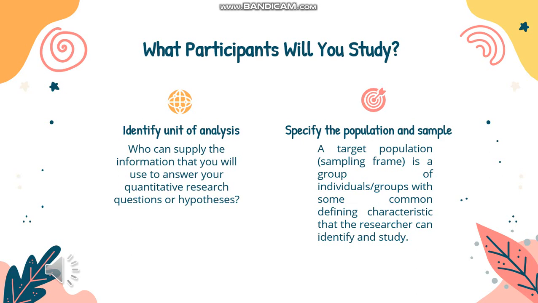The first is identifying the unit of analysis. The main question is who can supply the information that you will use to answer your quantitative research questions or hypotheses? Some possibilities might be students, teachers, parents, adults, some combination of these individuals, or entire schools. At this early stage in data collection, you must decide at what level the data needs to be gathered. This level is referred to as the unit of analysis.